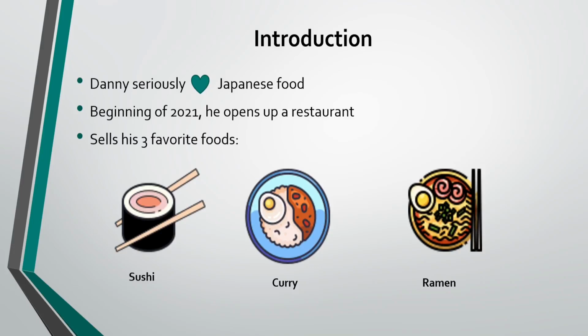This case study is about Danny's Diner. Danny seriously loves Japanese food. So at the beginning of 2021, he decided to open up a restaurant to sell his three favorite foods, which are sushi, curry, and ramen.